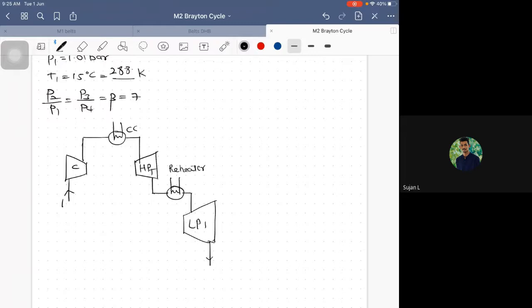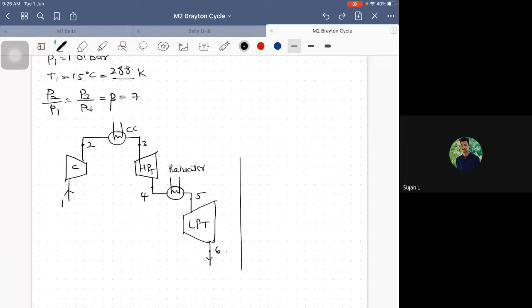LP turbine. Now, just name the state points. Compression happens from state 1 to state 2. From state 2 to state 3, heat addition happens. From 3 to 4, first stage of expansion happens in the HP turbine. From 4 to 5, you are reheating it once again. So from 5 to 6, you are expanding it again in an LP turbine. Now, how many of you would draw the TS diagram for this particular arrangement?